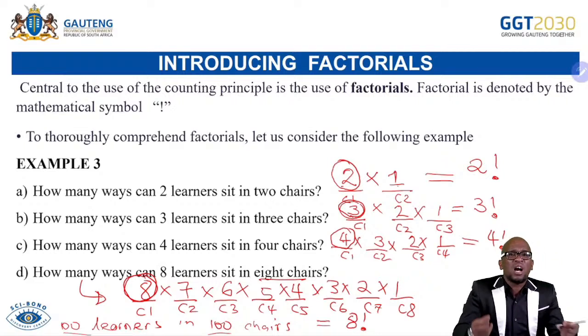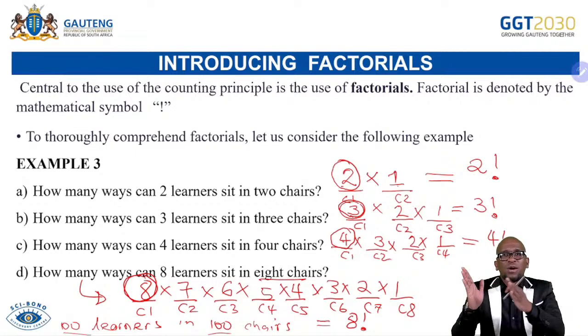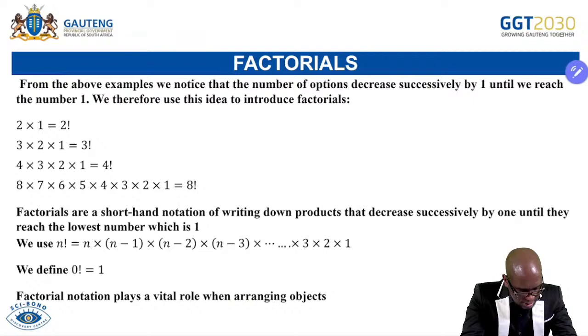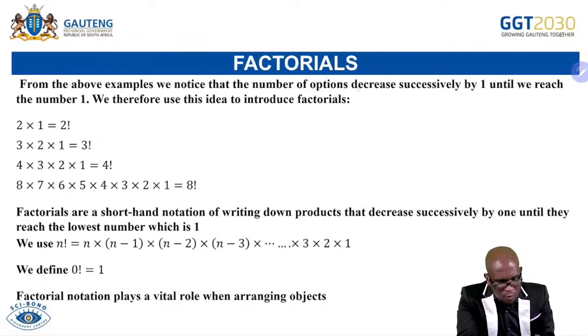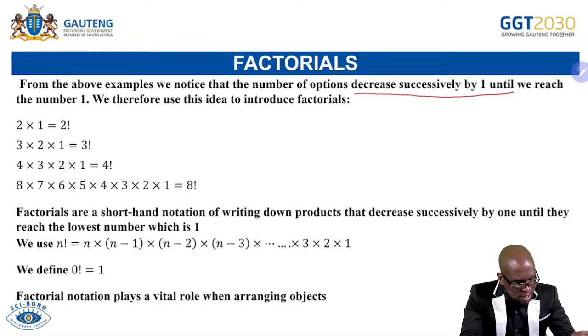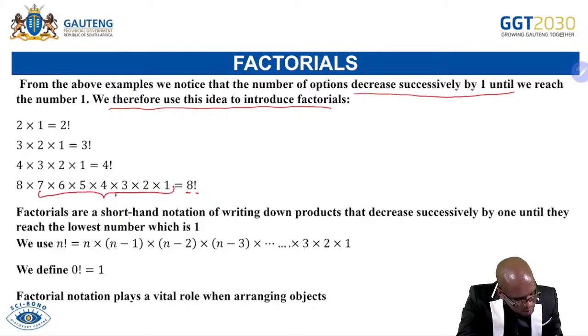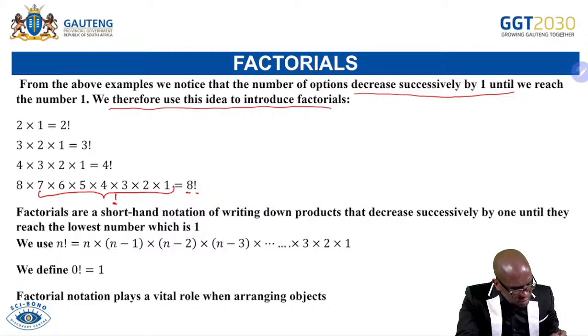And our factorials are going to be very, very useful here in the counting principle because we work with a lot of products like that. So this is how I've tried to represent it. From the above examples, we notice that the number of options decrease successively by 1 until we reach the number 1. We therefore use this idea to introduce factorials. As I've explained before, 8 factorial will then represent this part. This part is now represented by what? A factorial.